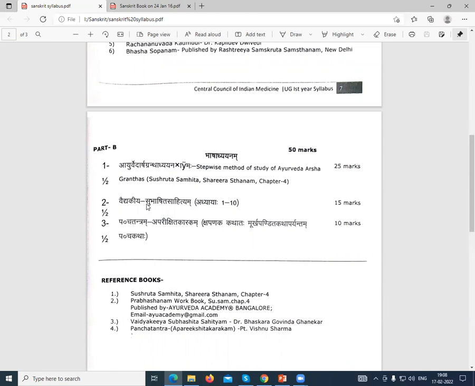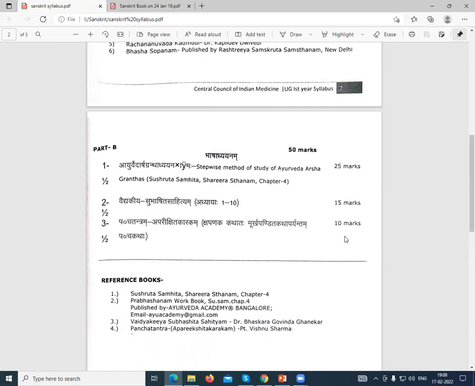Okay. Next will be Vaidyakiya Subhashita Sahitya, only chapter number 1 to 10, 15 marks. I am going to make videos on all these topics. For example, Sushruta Samhita Sharirasthan, you have to look for these videos. Vaidyakiya Subhashita Sahitya and also Panchatantra Katha, that is Aparikshita Karakam, Kshapanaka Katha to Murkha Pandita Katha, five stories. Only 5 stories you have to learn by heart and that is for 10 marks.